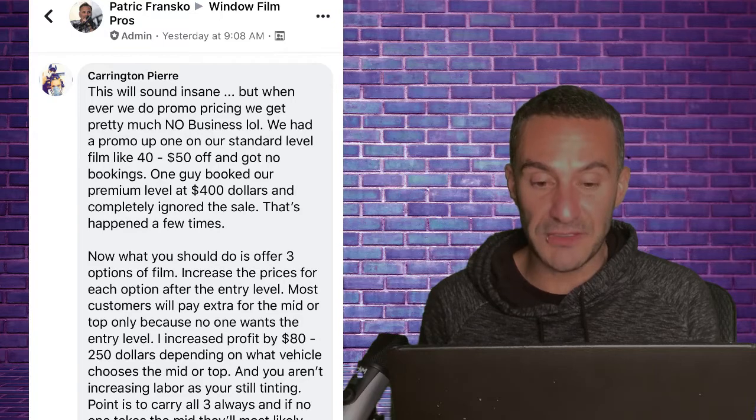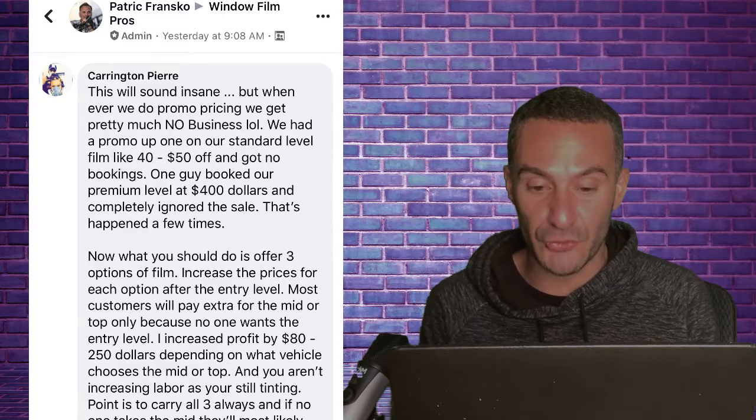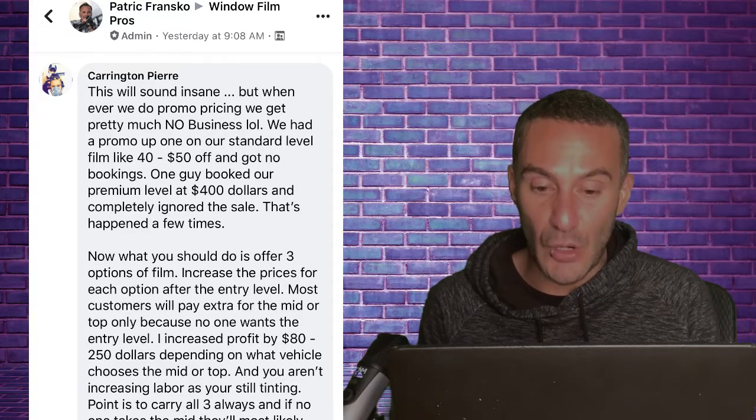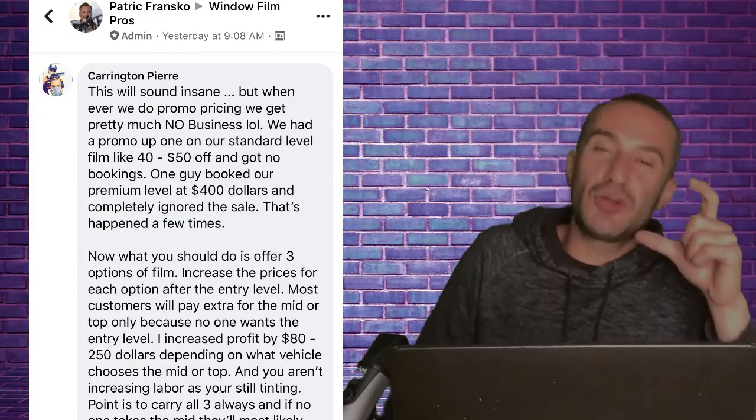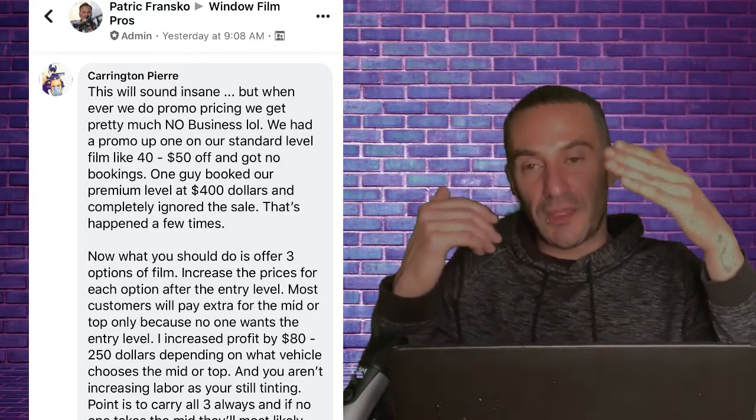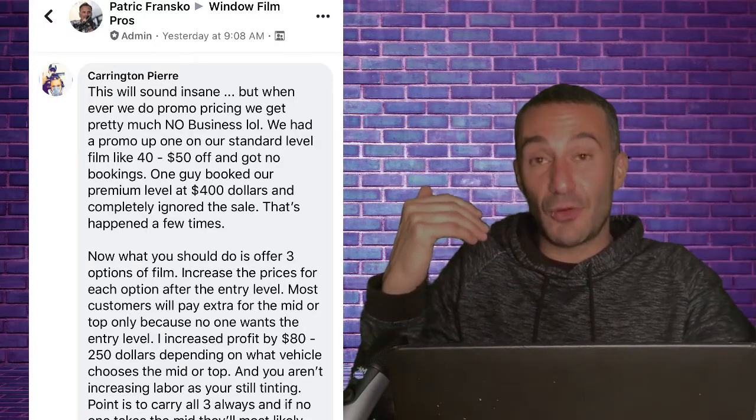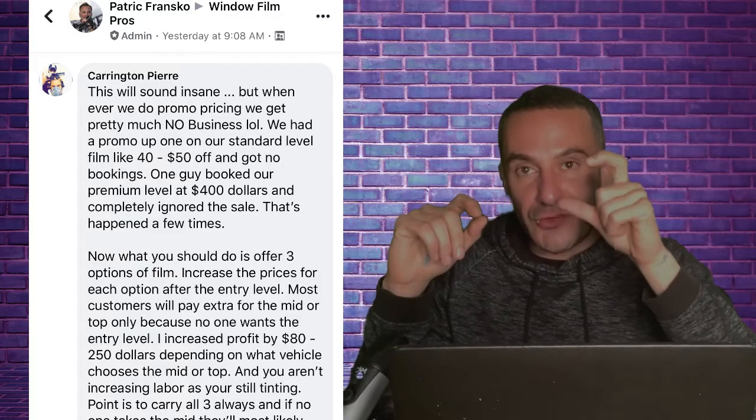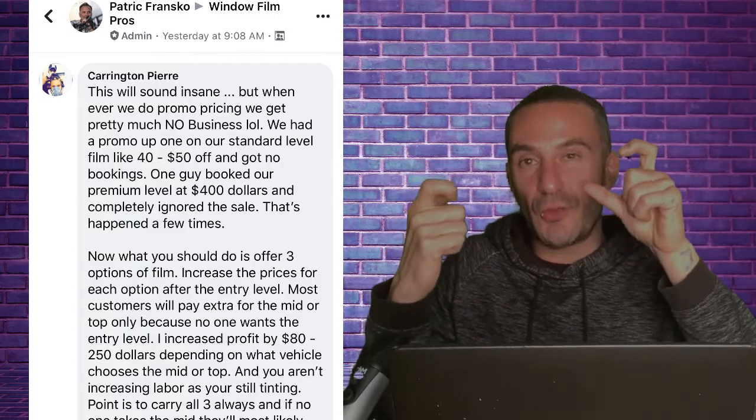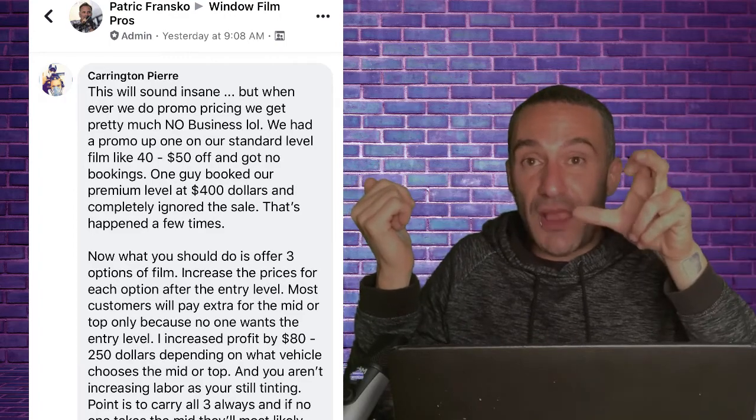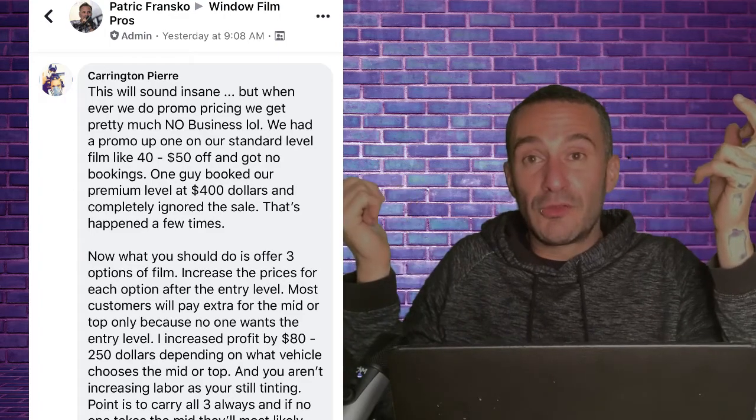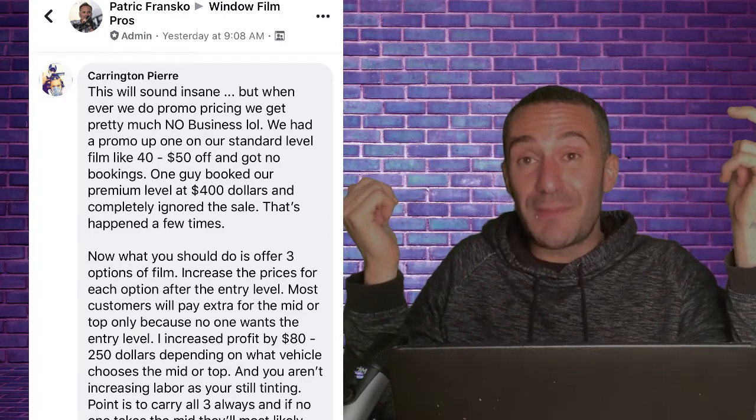He said, I profited nearly 80 to 250 depending on what vehicle chooses mid and top, and you aren't increasing labor as you're still tinting. Point is to carry all 3 all the way. So what he's saying is the cost of goods is marginal when you're going up from an entry level to a mid level or upper level. The difference in the cost of film is not that much. The labor is the same, but the difference in price can be double or triple. So there's a lot of money to be made in upsells.